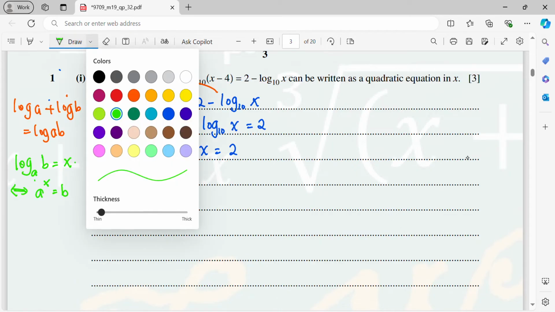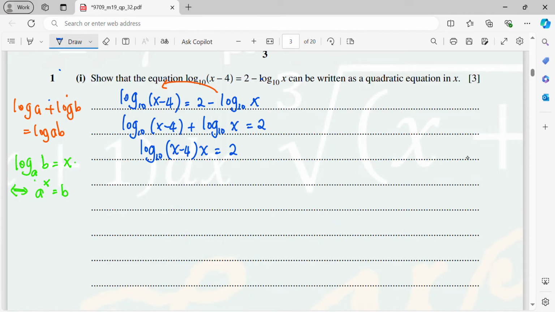So from here, no more log, the base is 10, the index is 2, and then the result is x times (x minus 4), which is x times x minus 4 times x. So I will be getting 100 equals, just do multiplication, x squared minus 4x. Move this to the other side to get a quadratic equation. Okay, this is the first way.